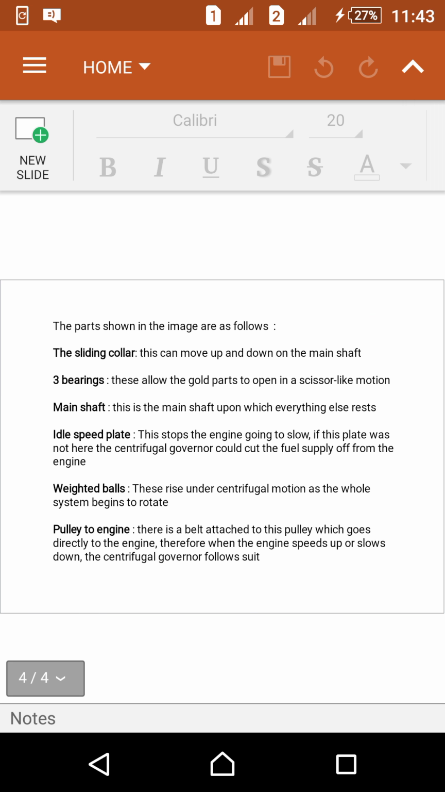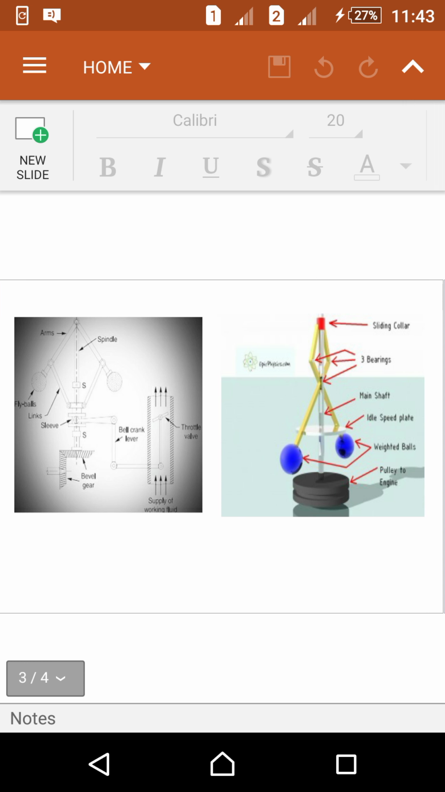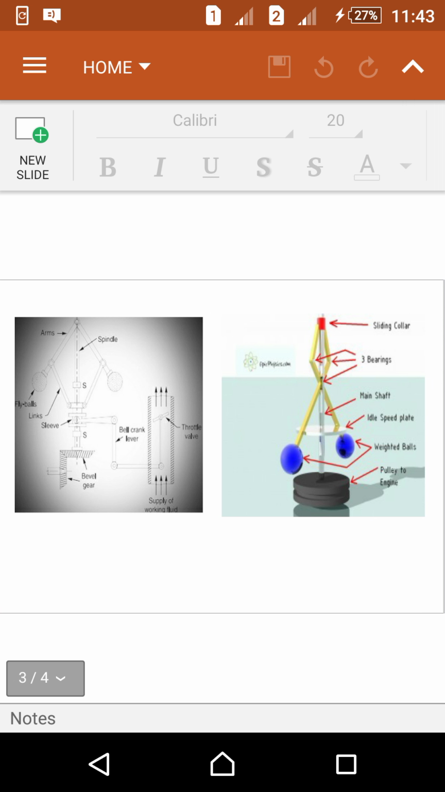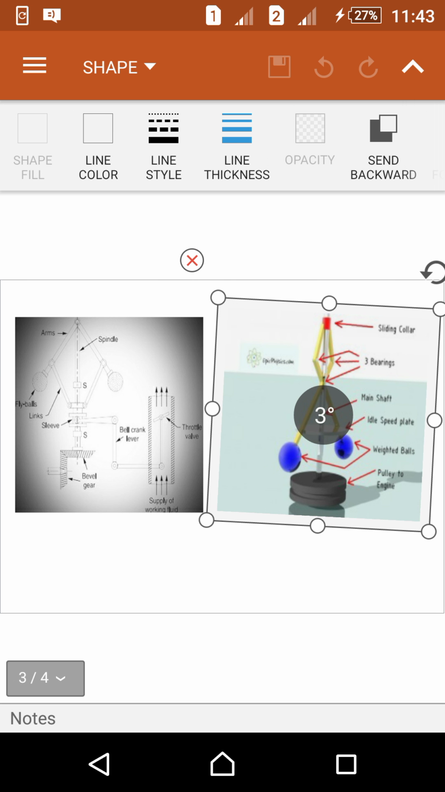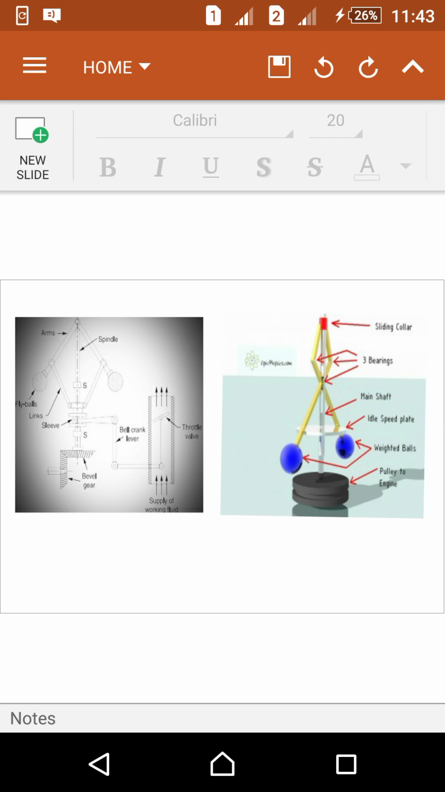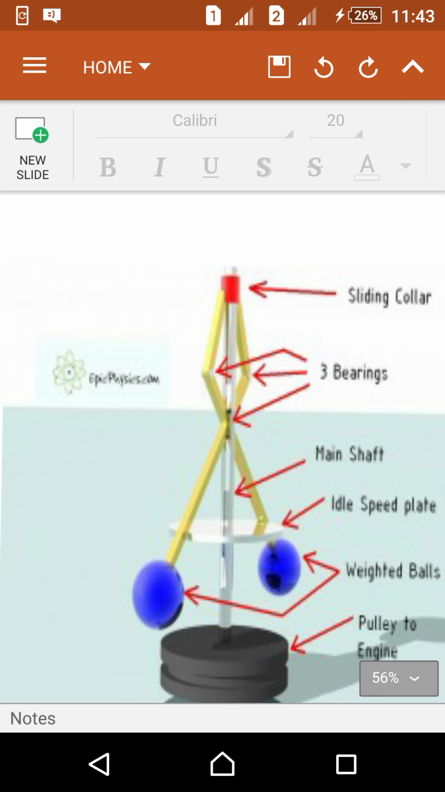And the next one is the main shaft. This is the main shaft upon which everything else rests. The center one is the main shaft. All these parts rest on this main shaft.